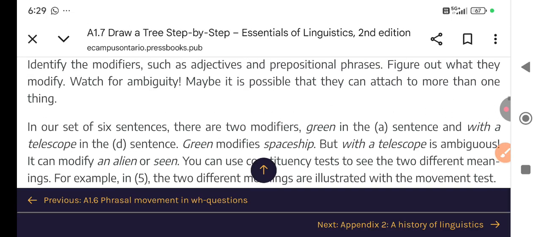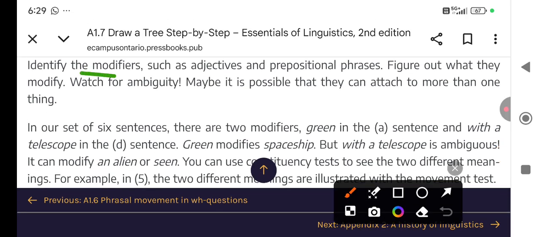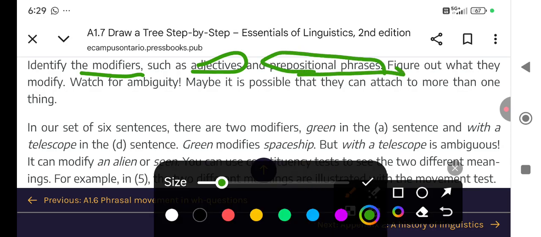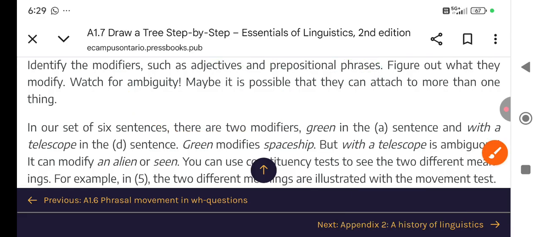Okay. So here, modifiers. What are the modifiers? Such as adjectives or prepositional phrases. Generally, these are the modifiers in the sentence, right? So these are the modifiers in the sentence. How to figure out? Figure out what they modify.